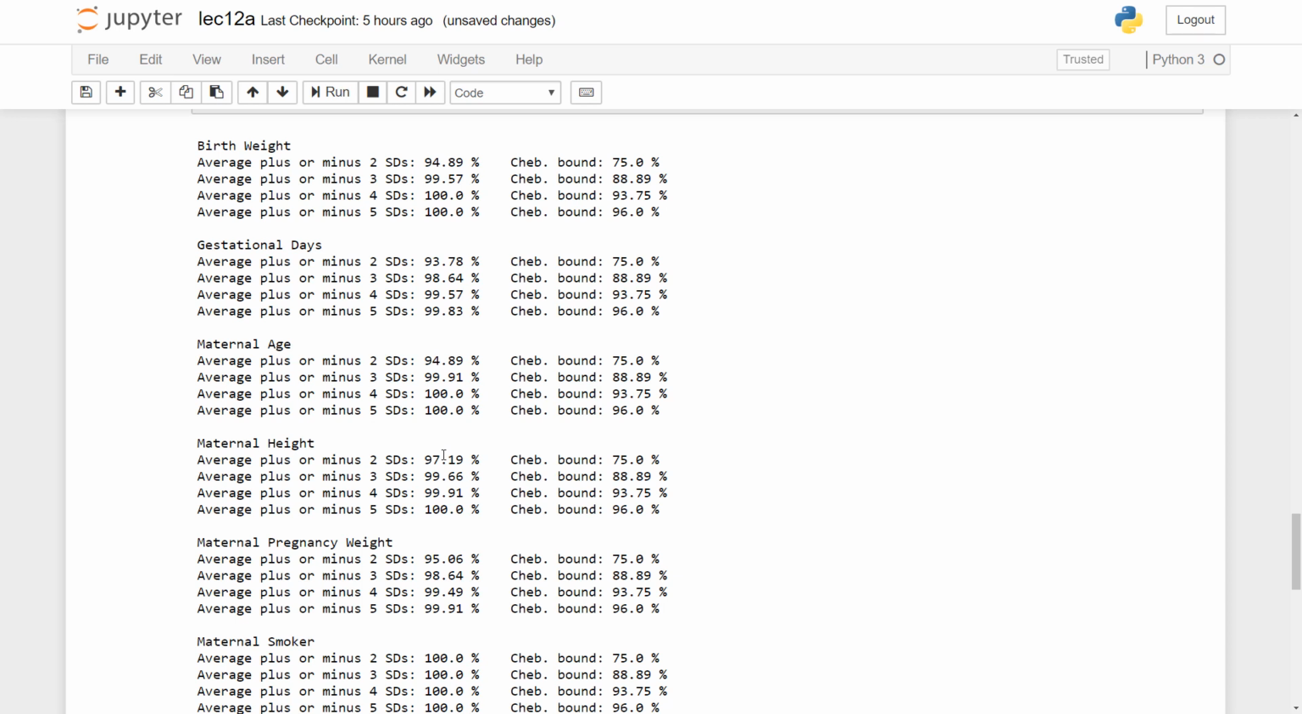Next lecture, we will see how the mean and the standard deviation are related to a bell-shaped distribution, or more specifically to the normal distribution.